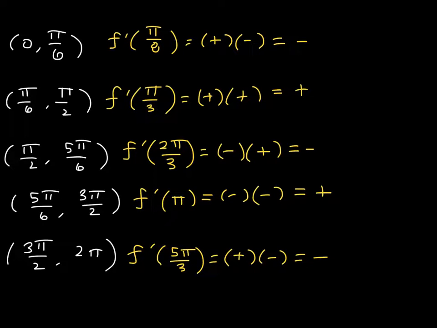All right, so let's summarize our findings. All right, so here it is. We know we're decreasing on this interval from 0 to pi over 6, increasing from pi over 6 to pi over 2, decreasing from pi over 2 to 5 pi over 6, increasing from 5 pi over 6 to 3 pi over 2, decreasing from 3 pi over 2 to 2 pi. Now, I'm going to focus on the sign changes to tell me where my extreme values are. Okay, so let's do that now.